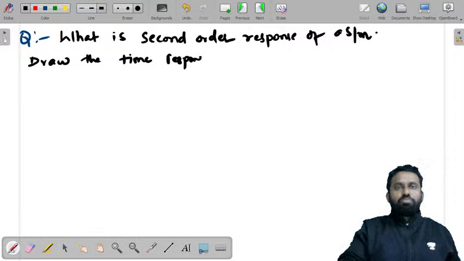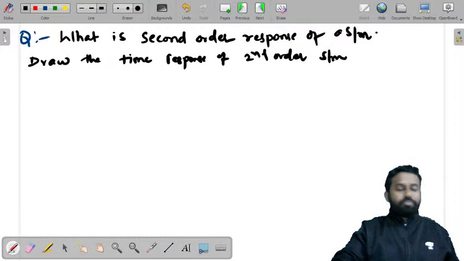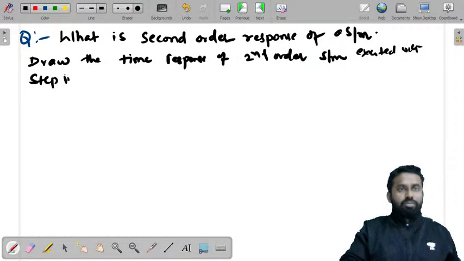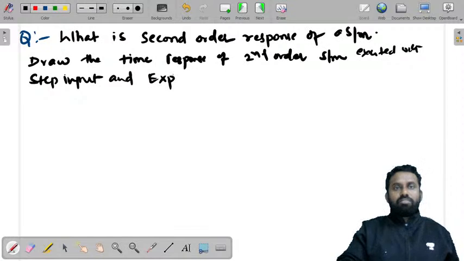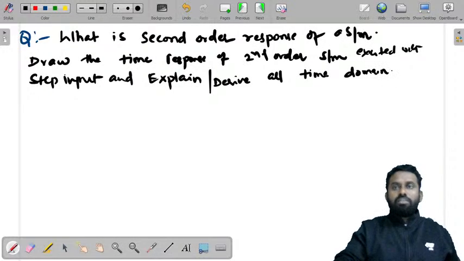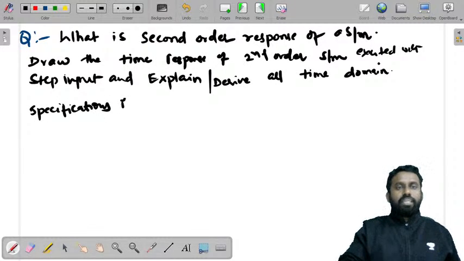Draw the time response of a second order system excited with a step input, and explain, or sometimes they'll also ask you to derive, all time domain specifications in detail. This is what is generally asked in the exams.